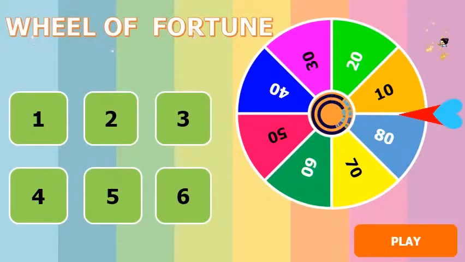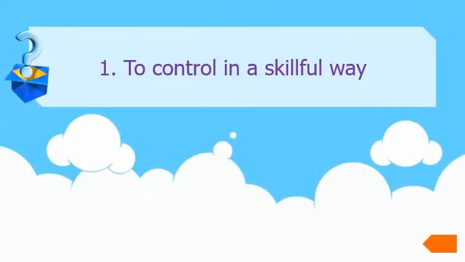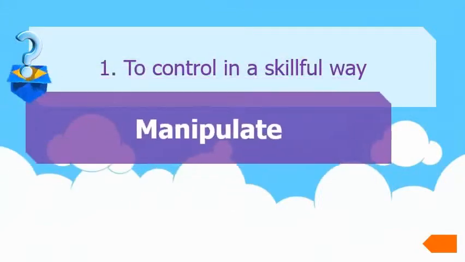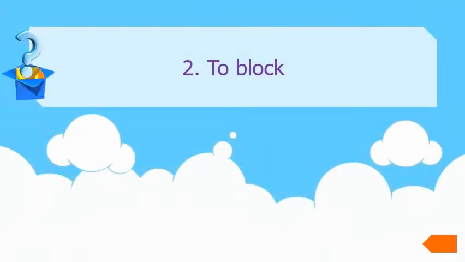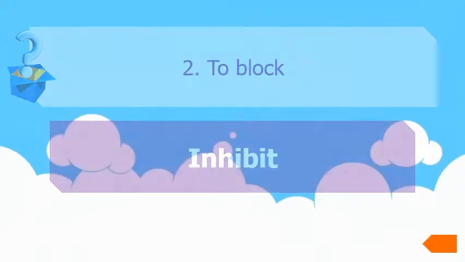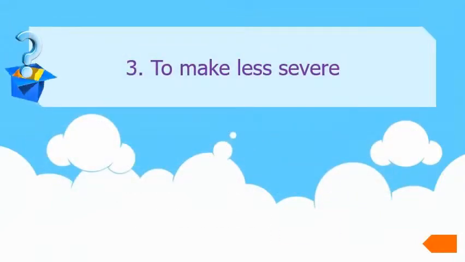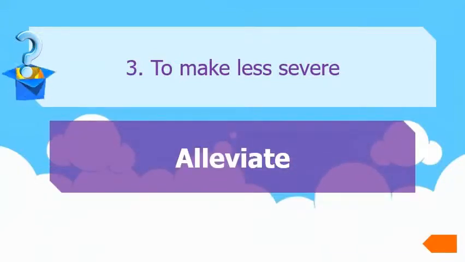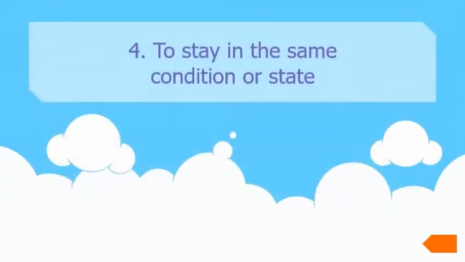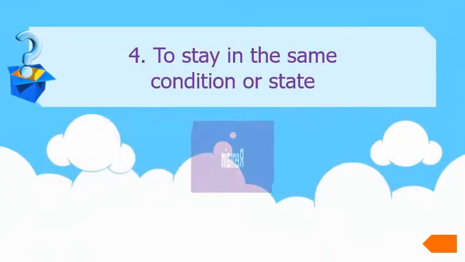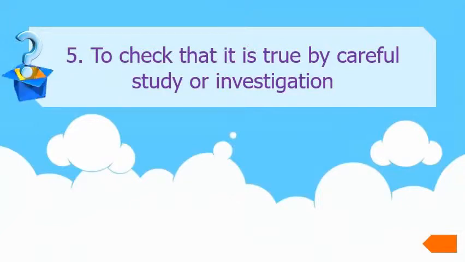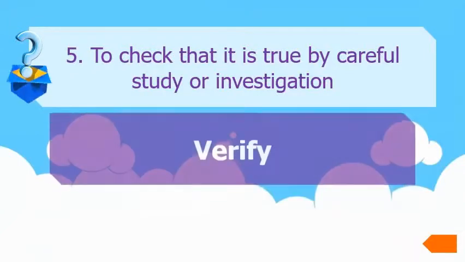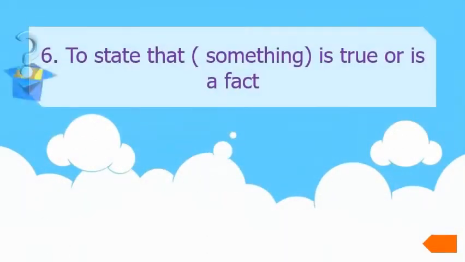Question 1. To control in a skillful way, it means manipulate. To block is inhibit. To make less severe: alleviate. Number 4. To stay in the same condition or state is remain. And number 5. That is true by careful study or investigations is verified. Number 6. To state that something is true or is a fact: claim.